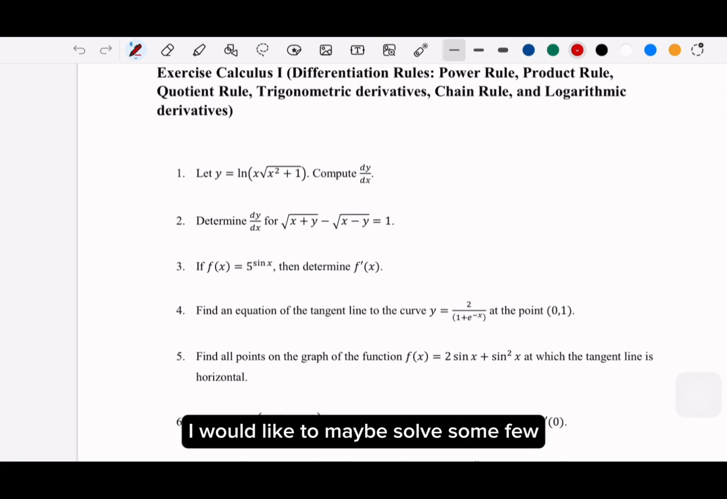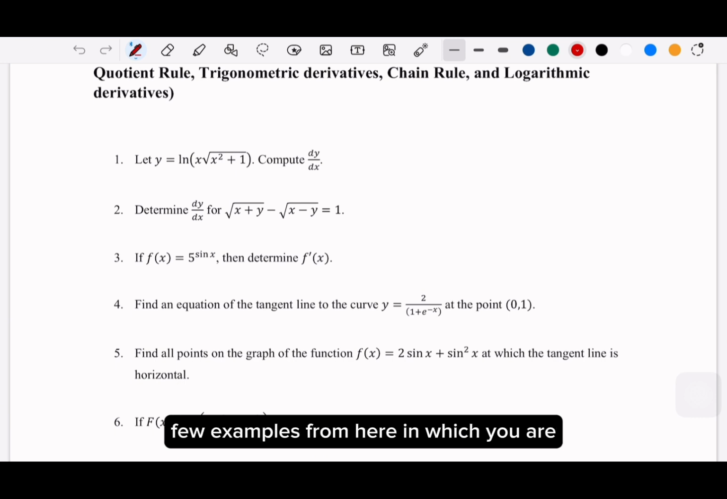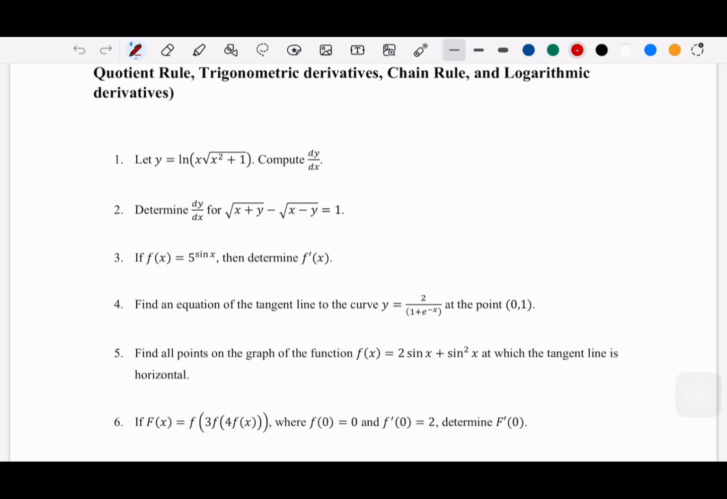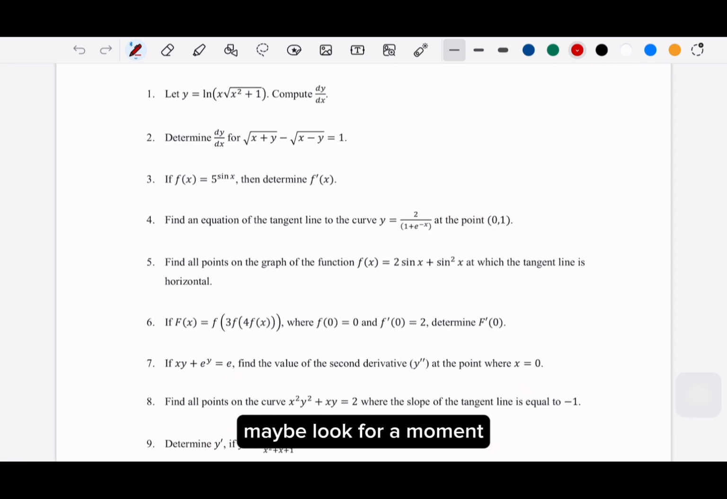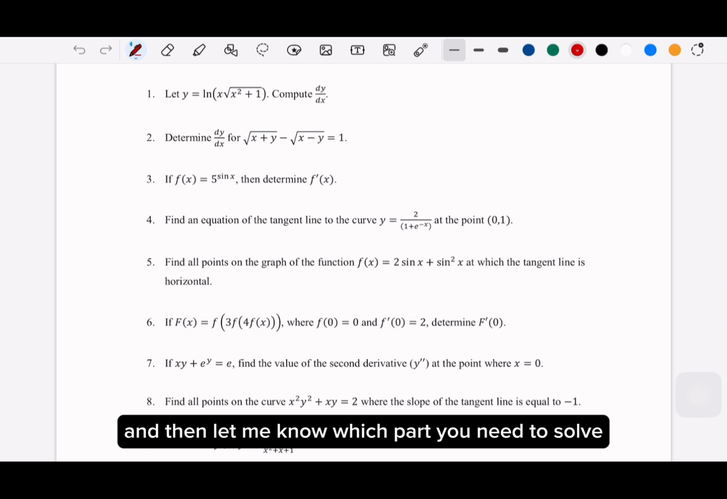I would like to maybe solve a few examples from here, which you find maybe quite confusing or perhaps quite difficult. Okay. Have you tried a few questions? No? Okay, maybe try now. Maybe look for a moment and then let me know which part you need to solve.